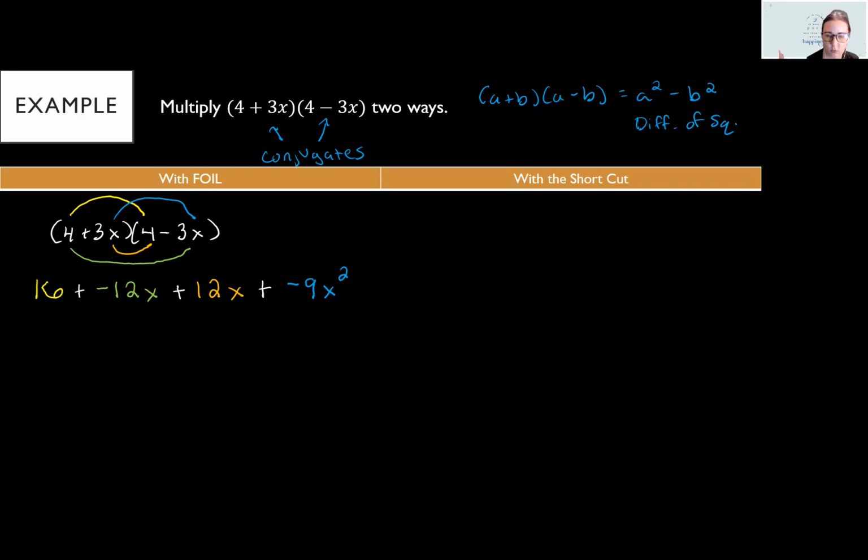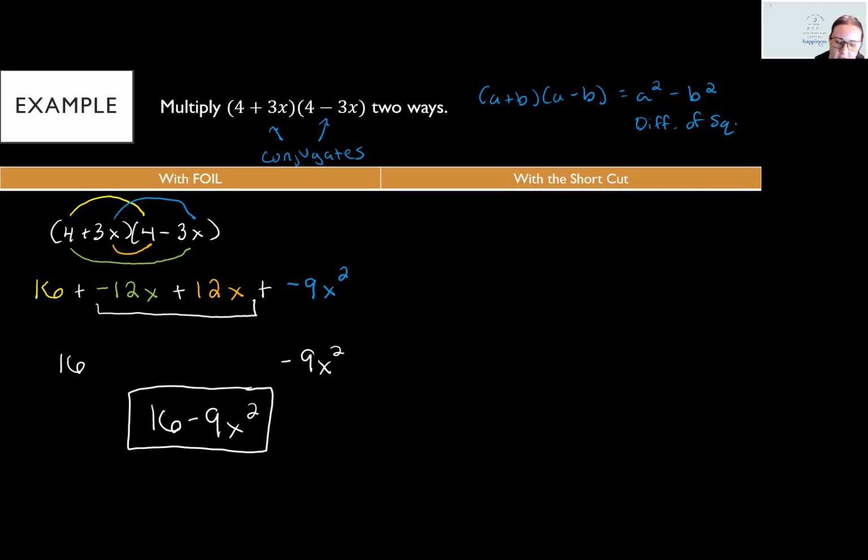Now you want to combine your like terms, and the insides here, negative 12x plus 12x, those cancel out because negative 12 plus 12 is 0. So those disappear. They're just gone. And so then we are left with our 16, and then we have our minus 9x squared because the insides cancel. So our answer is 16 minus 9x squared.